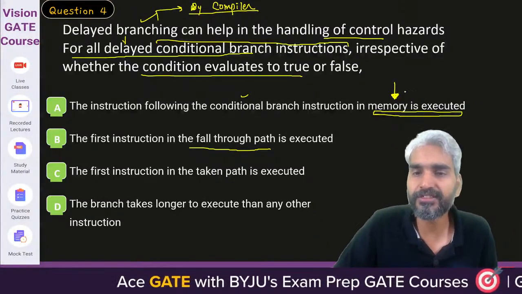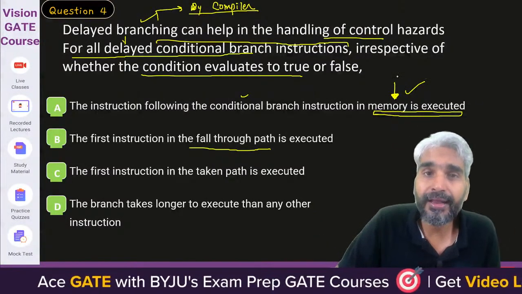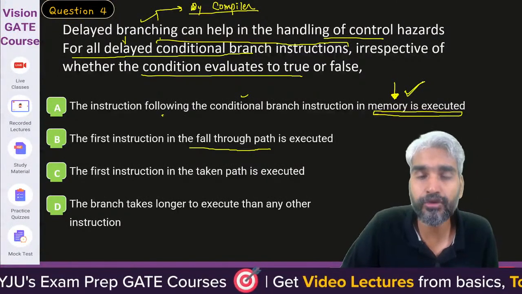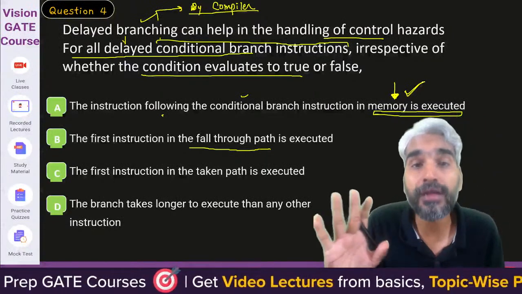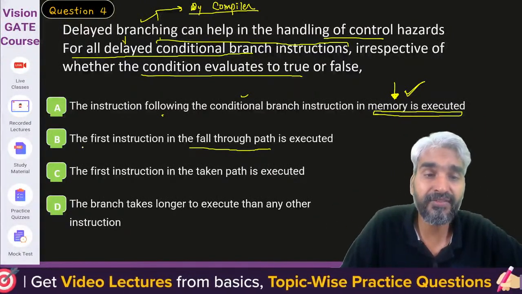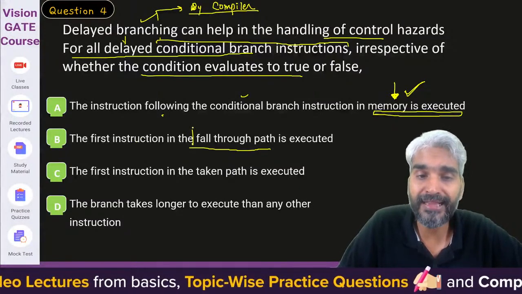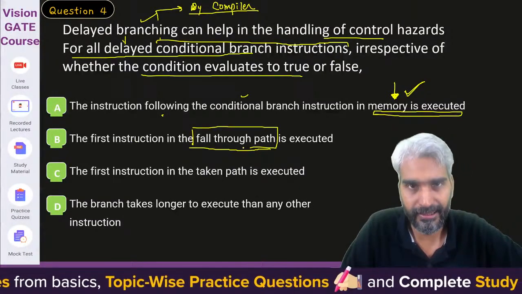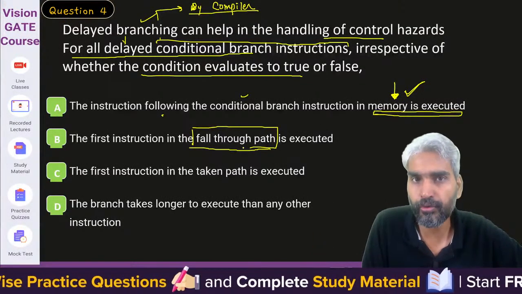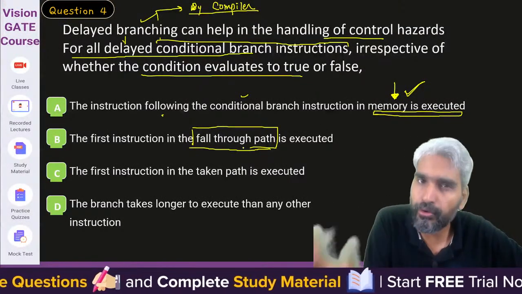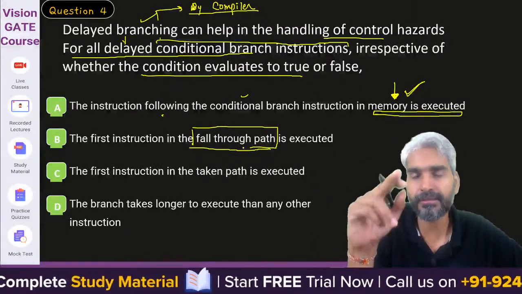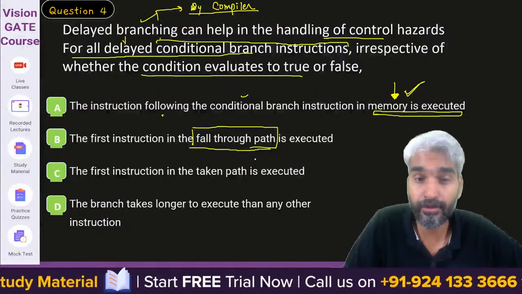So whichever instruction is available after the branch instruction in the memory, that particular instruction will be executed based on the incremented program counter value. It says the first instruction in the fall through path is executed. It may or may not be correct. Why? Because if the instruction from the fall through path can be placed in the delay slot, then only that will be executed. It may be possible that we have placed an instruction before the branch instruction into the delay slot, so this will become wrong.